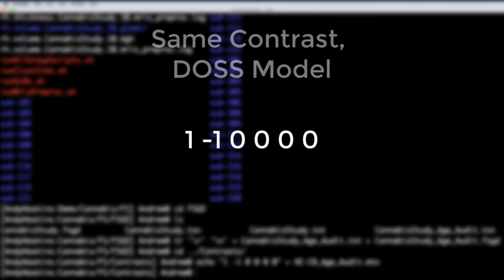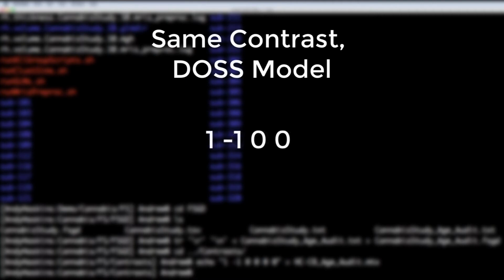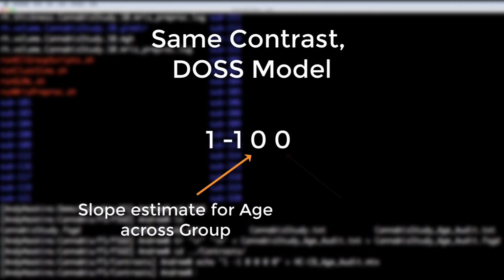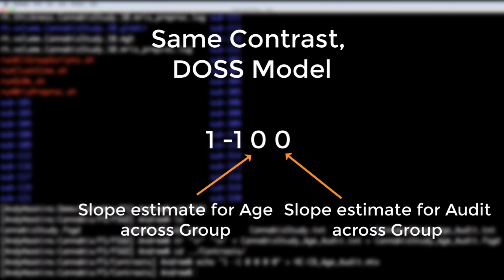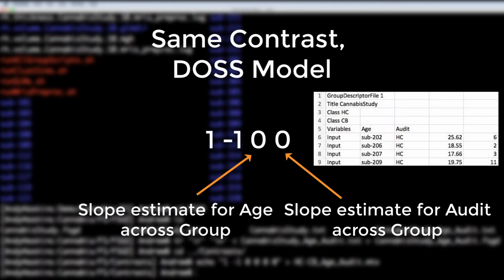If this were a DOS model, we would have 1 parameter estimate per covariate. In that case, our contrast would look like this: 1, -1, 0, 0. This number would be the contrast weight for age collapsed across group, and this number would be the contrast weight for the audit scores slope collapsed across group. Always make sure that your contrast files and your FSGD files match up.